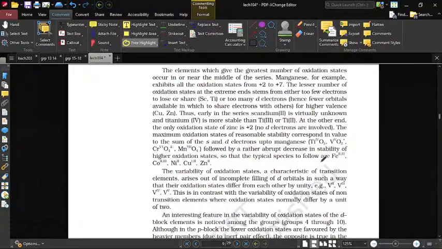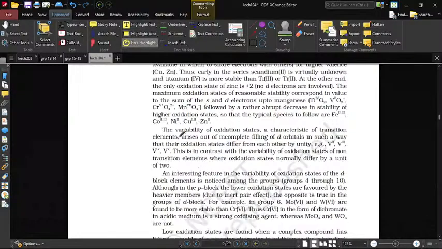typical species to follow are Fe +2 and +3, copper +2, cobalt +2 and +3, nickel +2, copper +1 and +2, zinc +2. The variability of oxidation states, a characteristic of transition elements, arises from incomplete filling of d orbitals in such a way that their oxidation states differ from each other by unity. Example: V +2 and +3, V +2, +3, +4, +5.